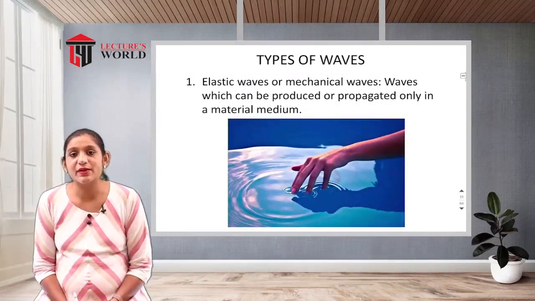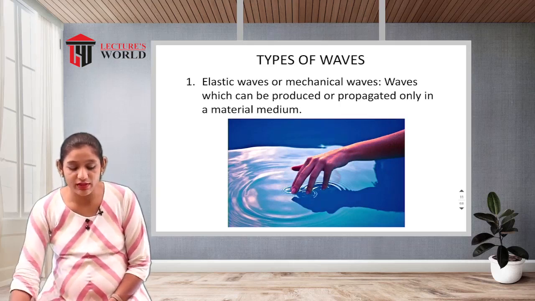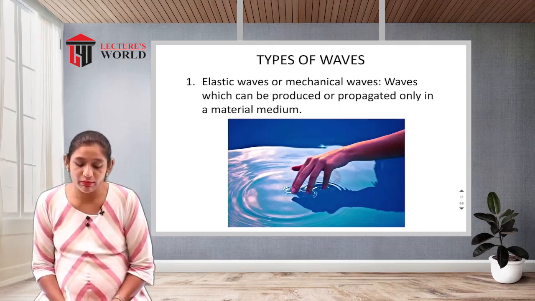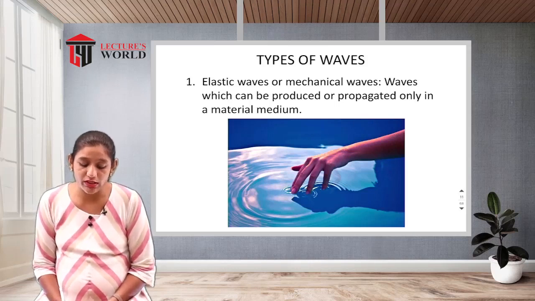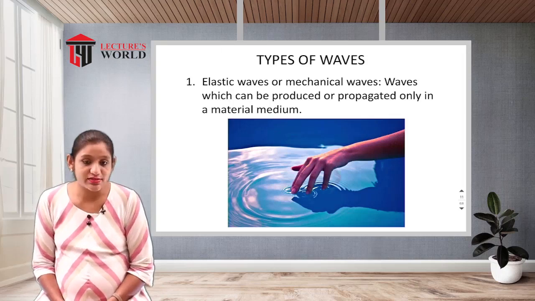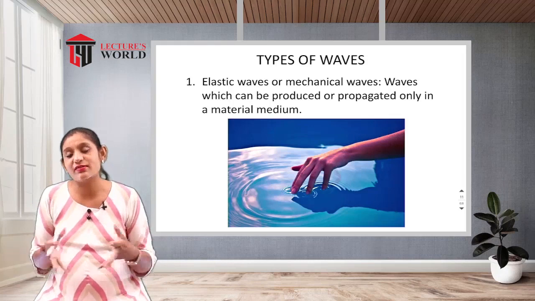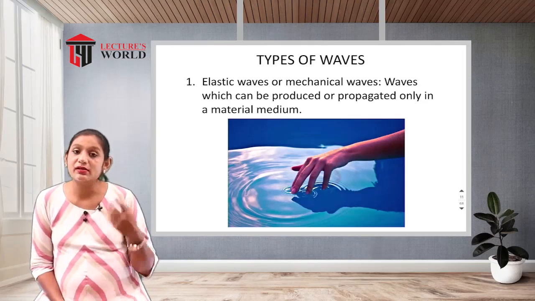Let's talk about the types of waves. How many types of waves are there? First one, elastic waves or mechanical waves. These are waves which can be produced or propagated only in a material medium. This is called elastic, because the elasticity factor always depends on the objects of that factor only in a material medium.